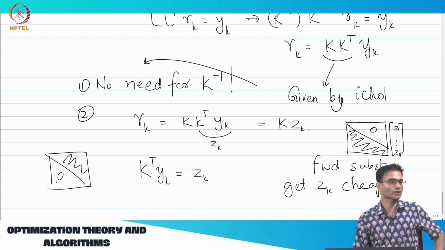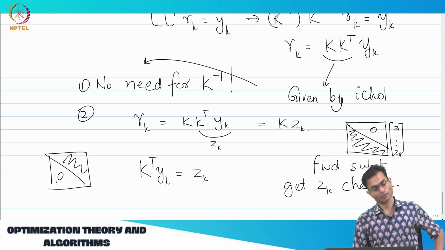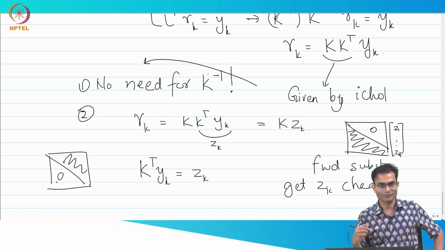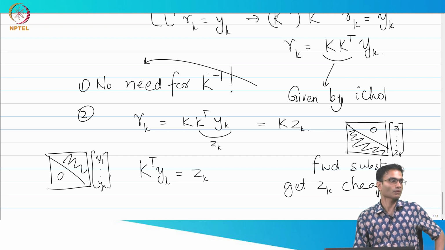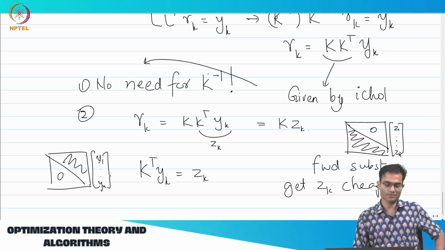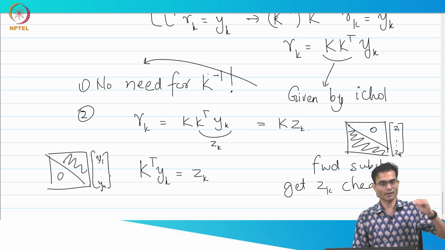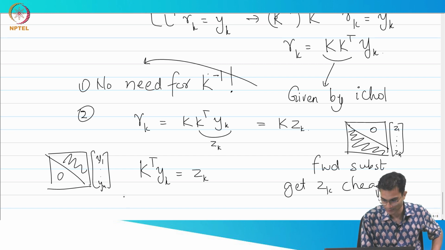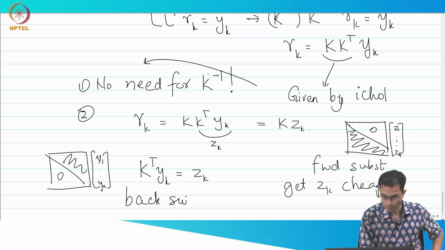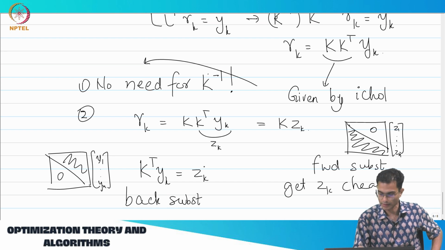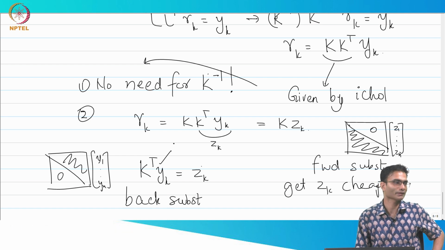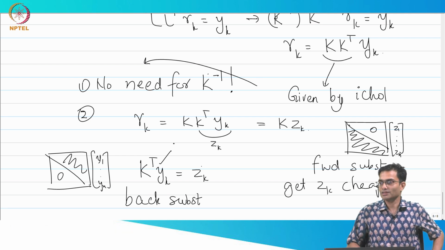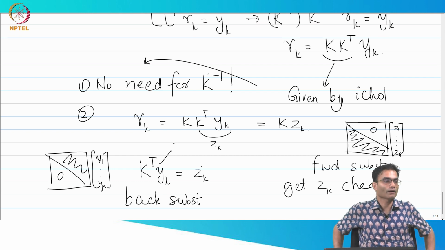Now from which order do I start? I'll start from Yn, right? So this is going to be my Y1 up to Yn. If I start with Yn, Yn times Knn is equal to Zn. In one shot I get my Yn and I move back. So this is why I would call this back substitution. Okay, and that gives me my Yk, right? Very, very elegant.